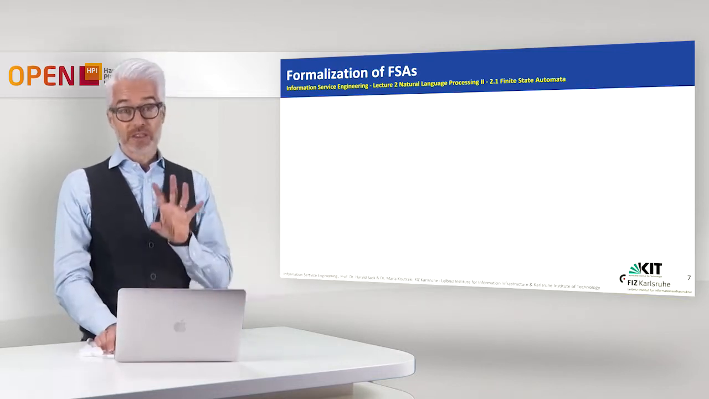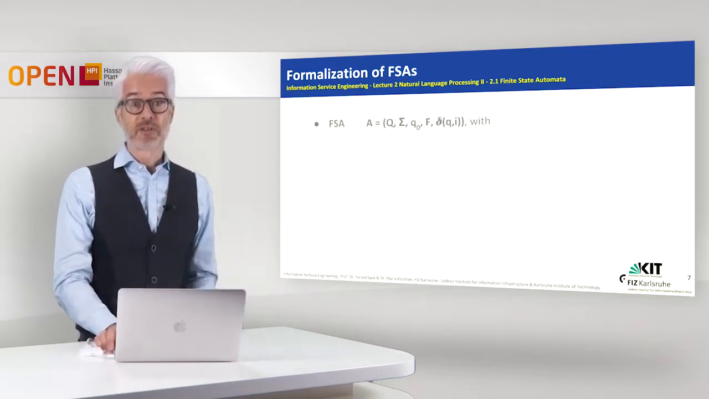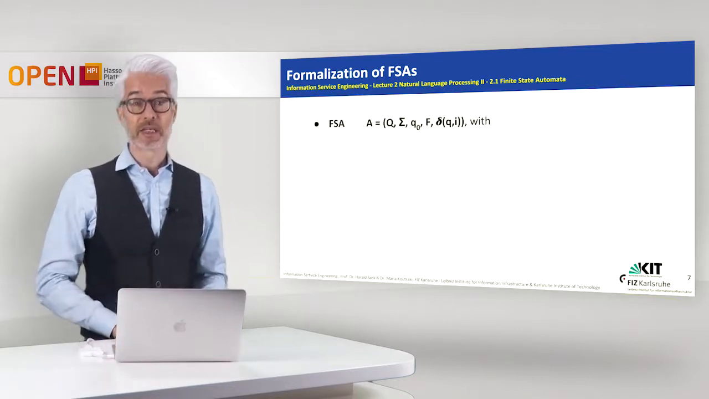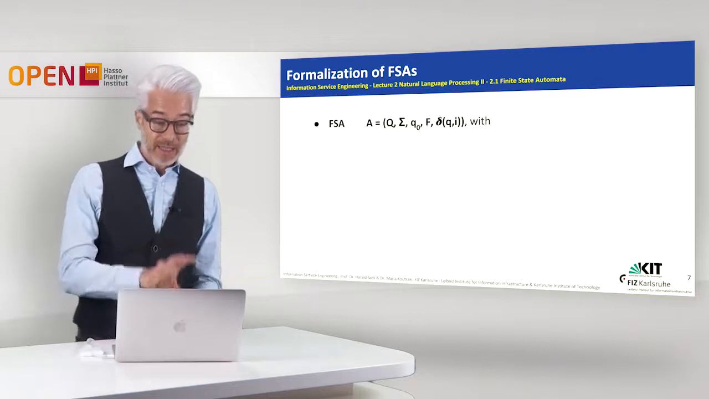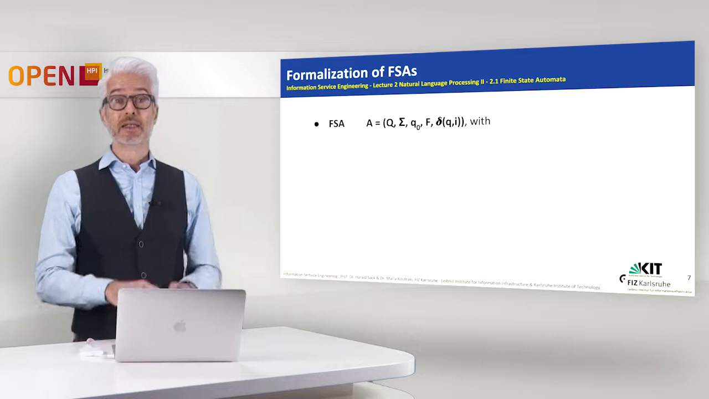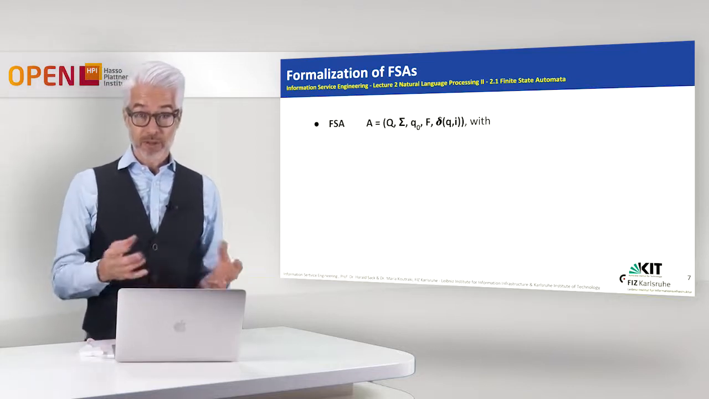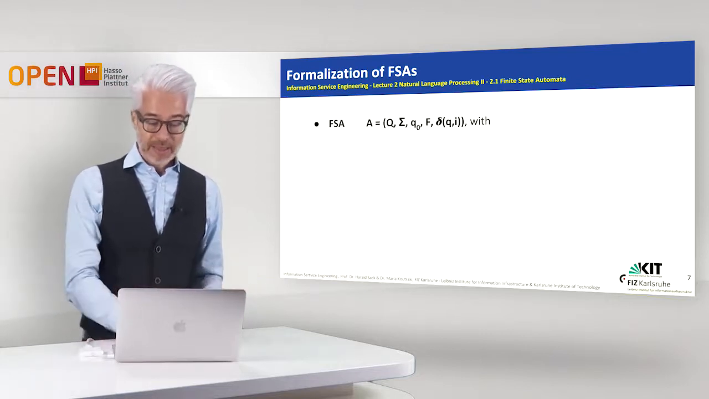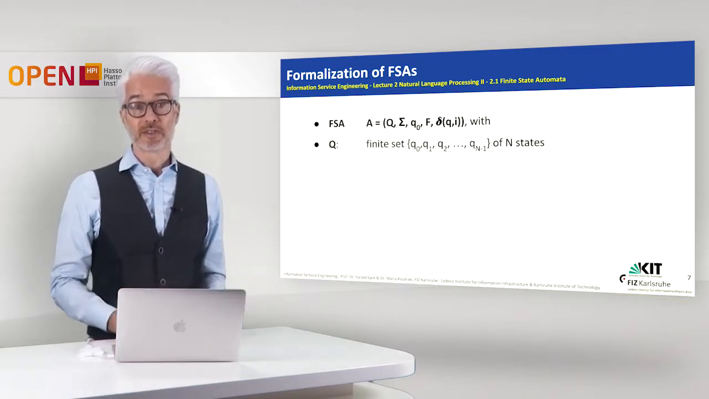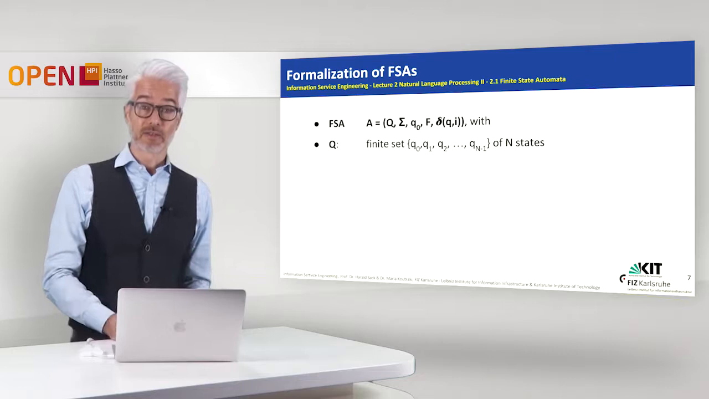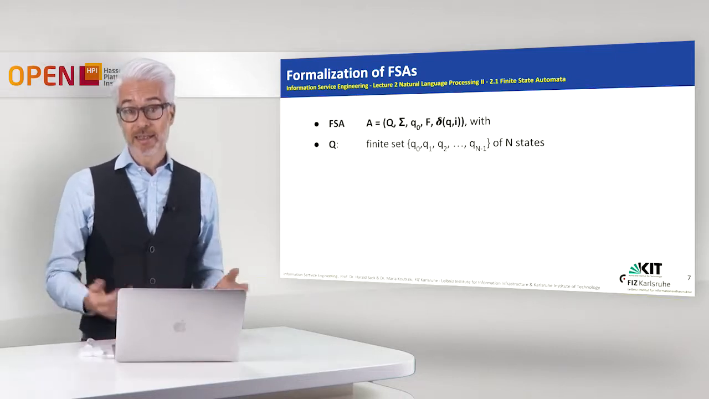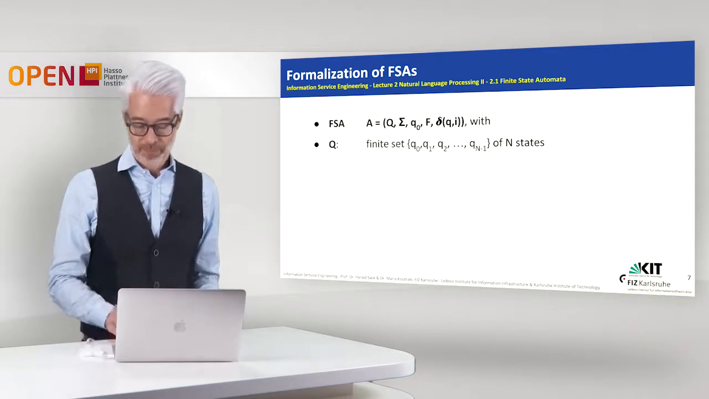Of course, we have to do this definition of a finite state automaton in a more formal way. Of course, we are computer scientists. So an FSA, a finite state automaton, is defined as a tuple. The tuple contains first a set Q, the set of states. Usually this is a finite set. It consists of states Q sub 0, Q sub 1, and so on, n states, where n is a finite number.